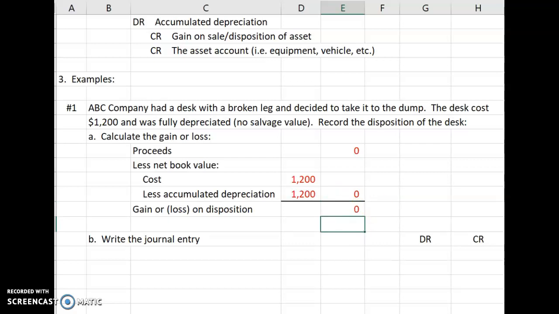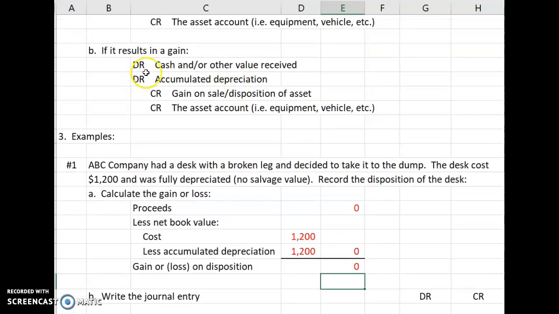So when we look at recording the journal entry, we're not going to have an asset or other value received, so we'll leave that line off. And we're not going to have a gain or loss on sale of the asset, so we'll leave that line off. And all we're going to do on this journal entry is debit the accumulated depreciation and credit the asset.